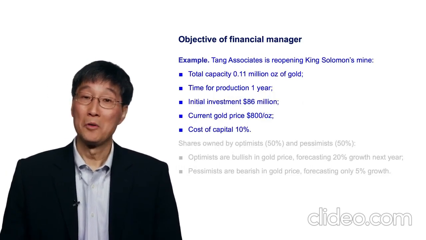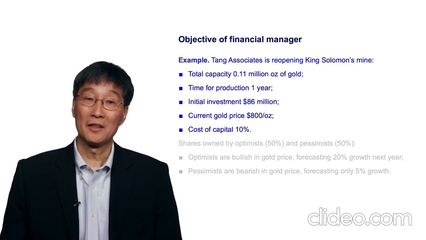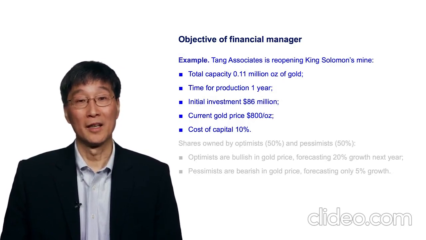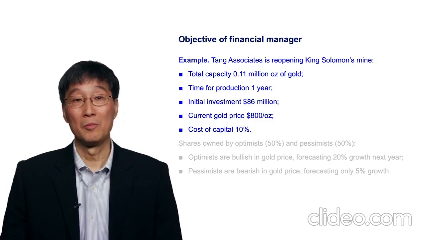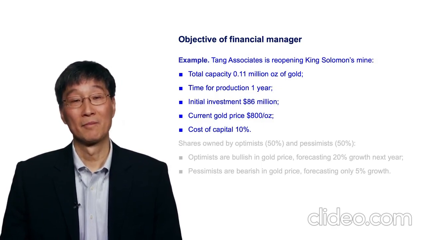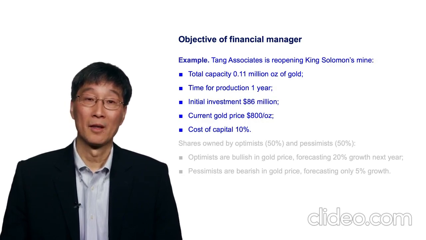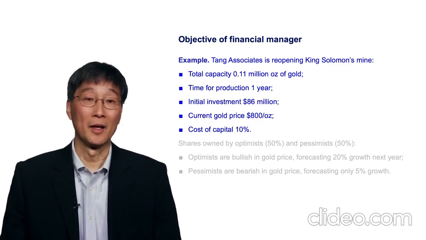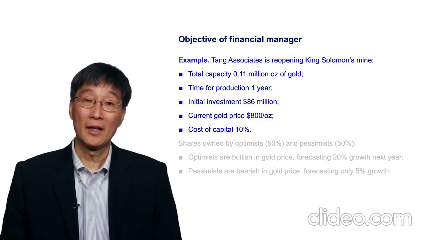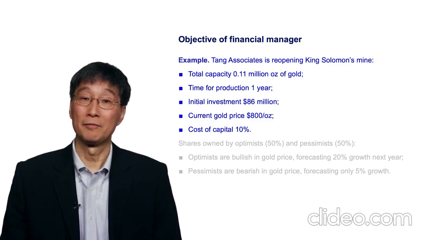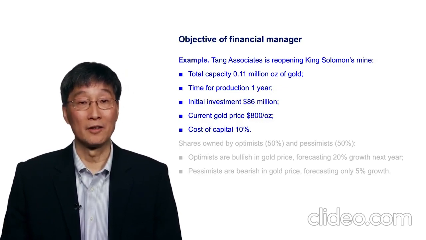Let's consider one more example. Cantor Associates is a mining company which owns a gold mine, King Solomon's. It is considering whether to reopen the mine. We have the following data on the mine. The mine has a total deposit of 0.11 million ounces of gold.